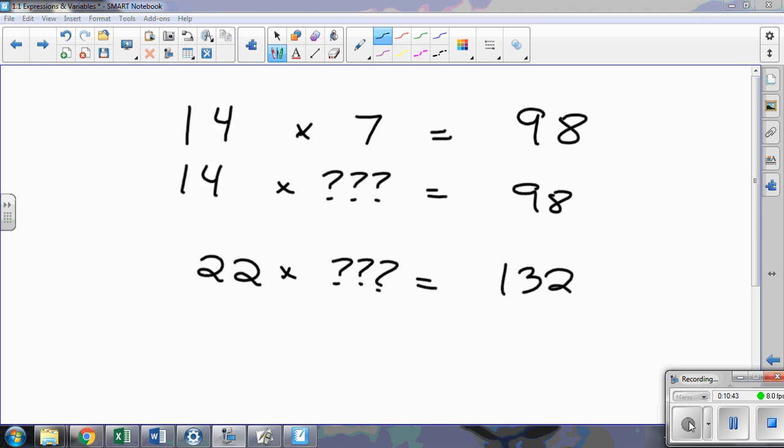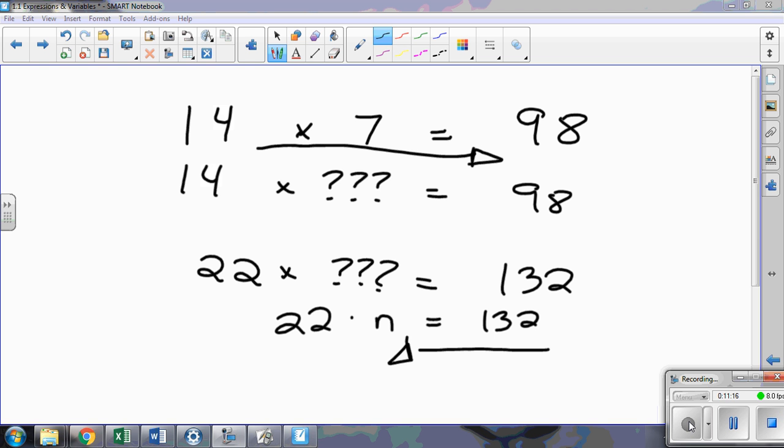This is why algebra was invented. I'm sitting here using a bunch of question marks to mean some number that we're trying to find, some unknown number. Rather than writing them out with a bunch of question marks, we'd instead just simply say 22 times some number equals 132. And we're going to spend a lot of time in the class learning how to work backwards, because really that's what algebra is all about. When you're in elementary school, you learn how to work forwards with numbers to get an answer. Algebra is about working backwards to get the answer.